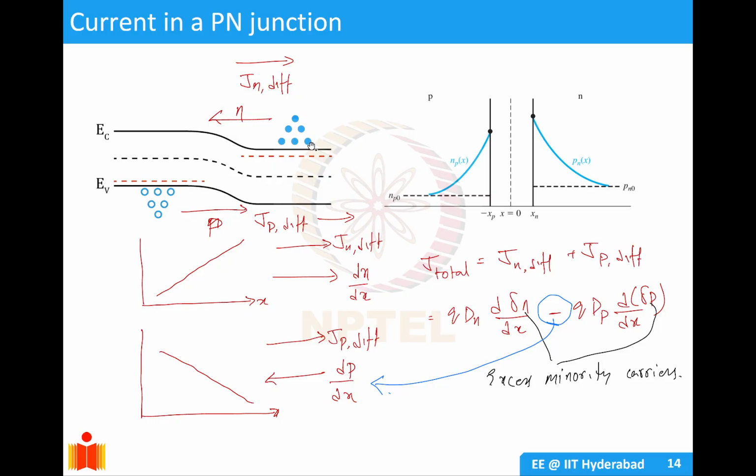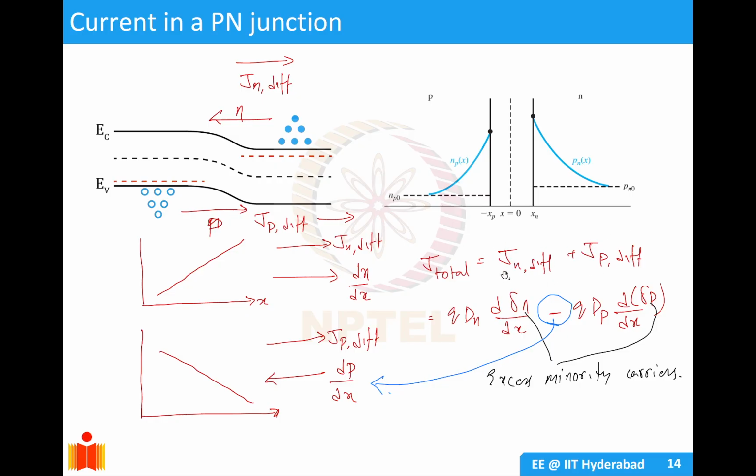This excess carriers will result in diffusion current. There will be a diffusion current on the p side of electrons, and there will be diffusion current on the n side of holes. The electron diffusion current is in one direction and the hole diffusion current is in a different direction. So the total current will be the sum of the electron diffusion current plus the hole diffusion current.